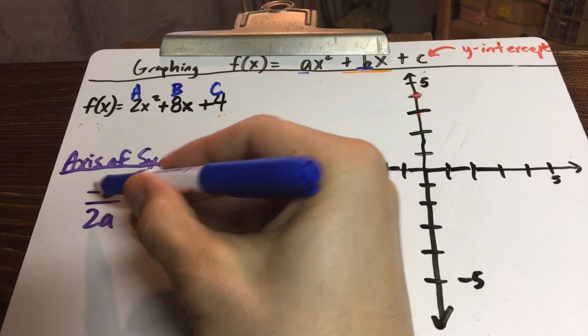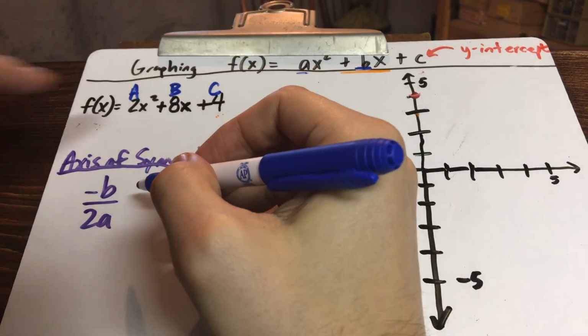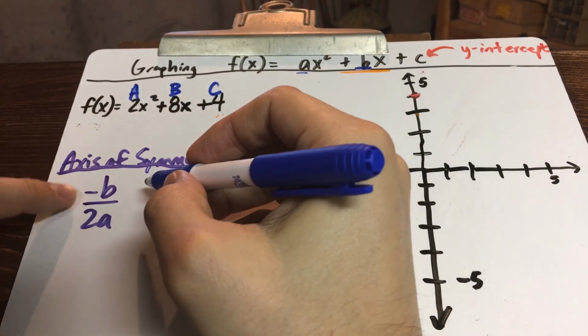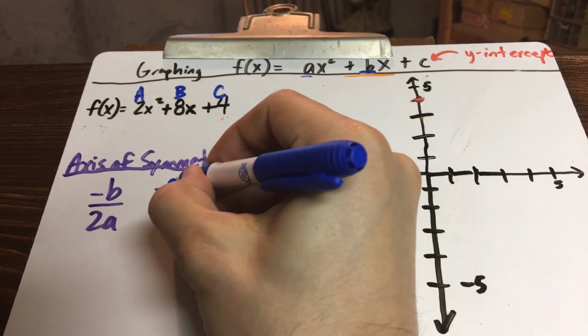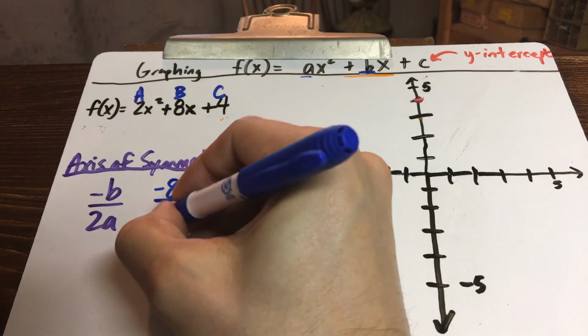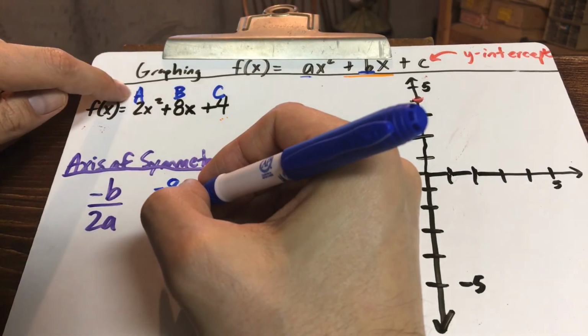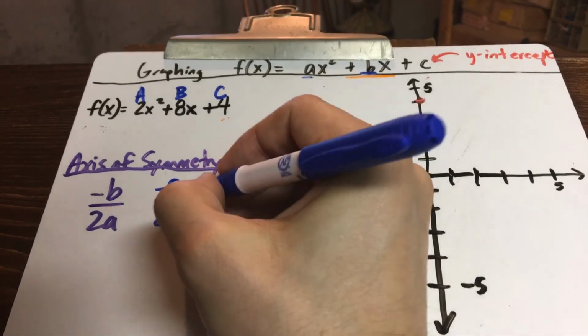Okay, so now that we have it labeled a, b, and c, I can find the axis of symmetry. It says negative b. Okay, so whatever b is, my b is positive 8. So I'm going to do the opposite of that, right? Negative b, instead of positive 8, I want to have negative 8. And then 2 times a, 2 times my number for a right here. A is 2.